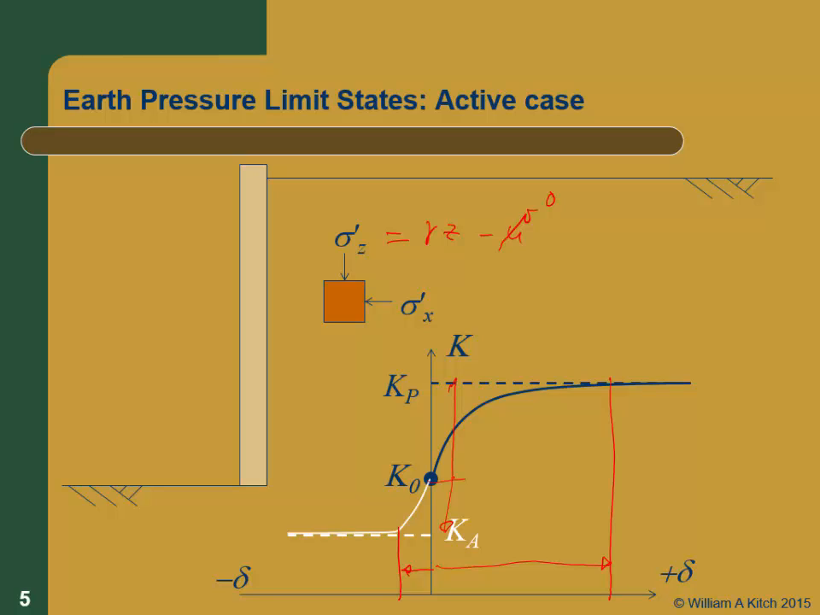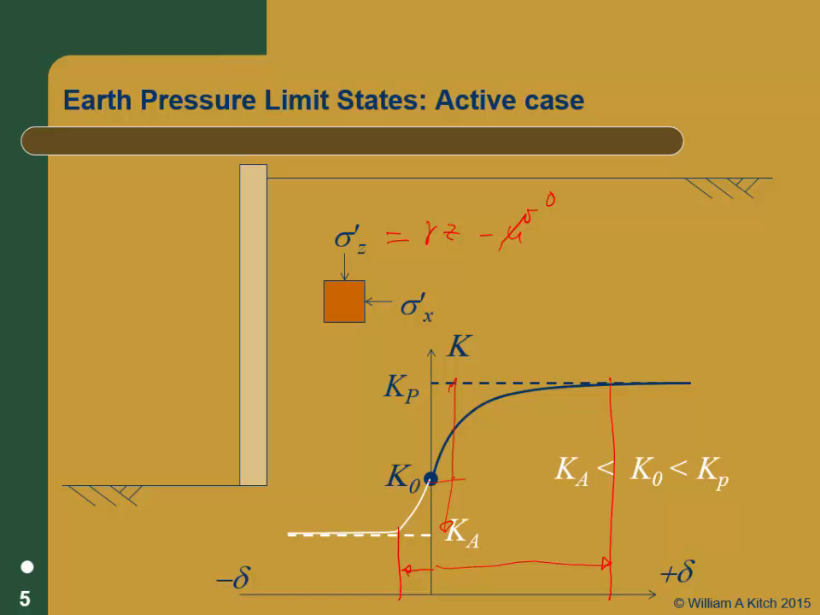And then if we order Ka, K naught, and Kp in order, which one's the lowest? Ka, and then comes the at rest, and then comes the passive pressure. So Ka is always less than K naught is always less than Kp.